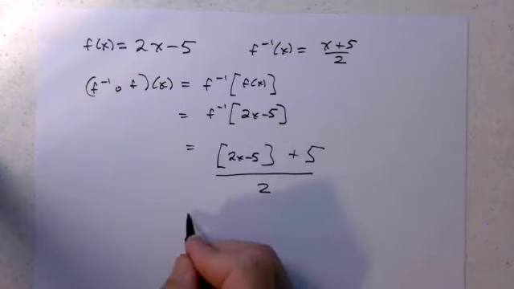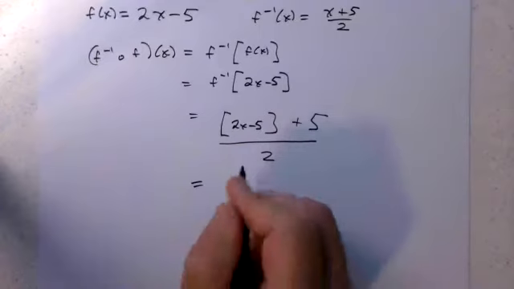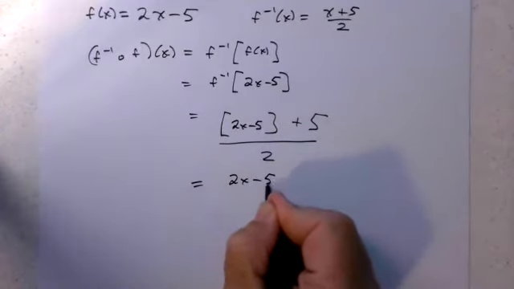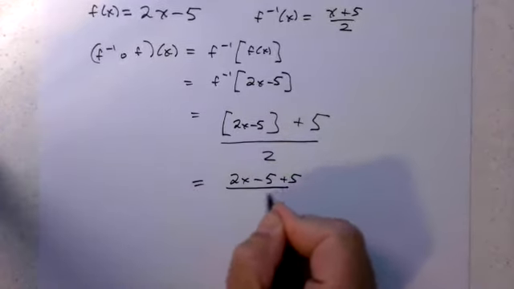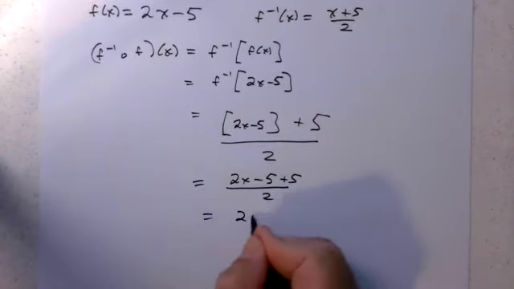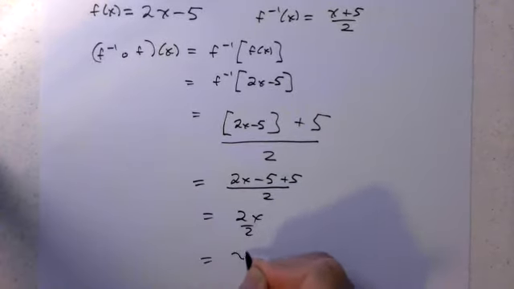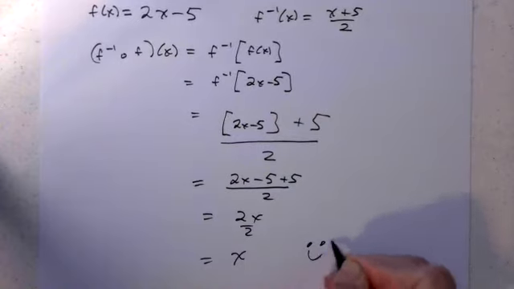So I get (2x minus 5 plus 5) over 2. Which is 2x over 2. Which is x, which also makes me happy.